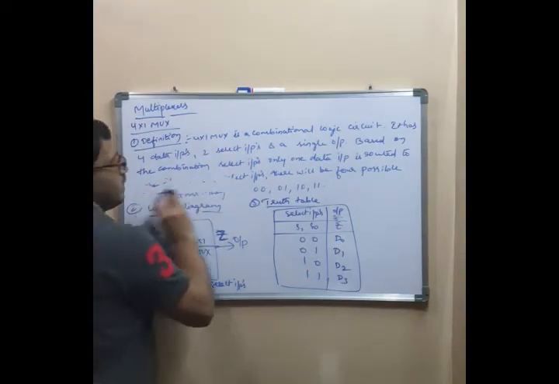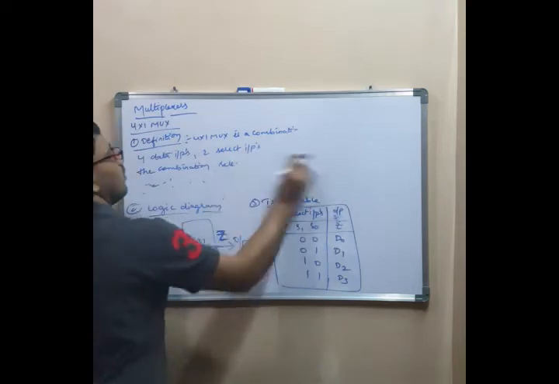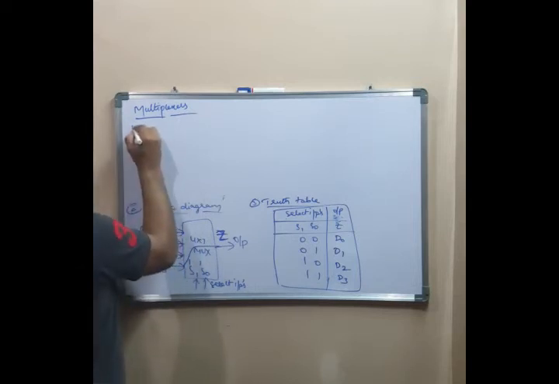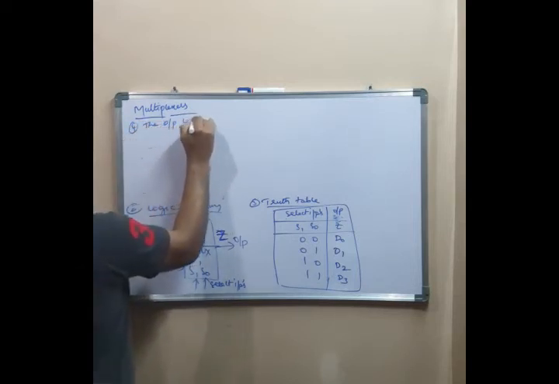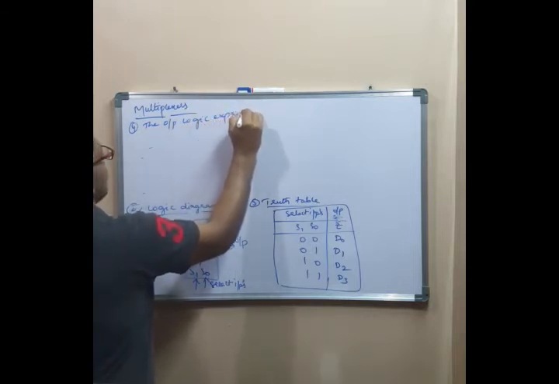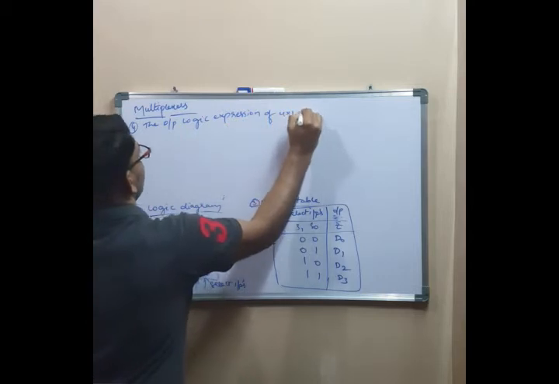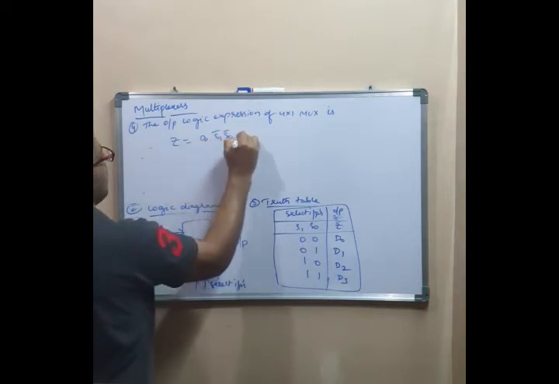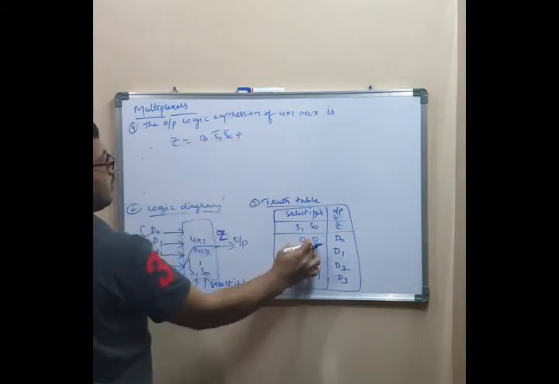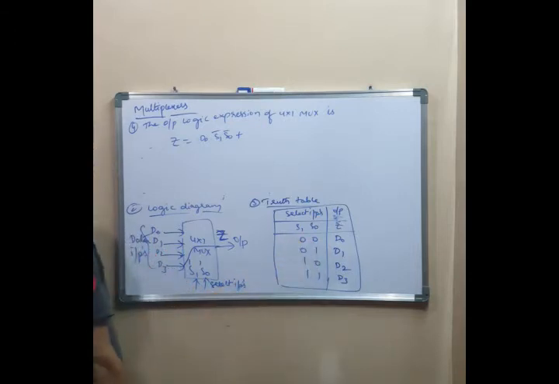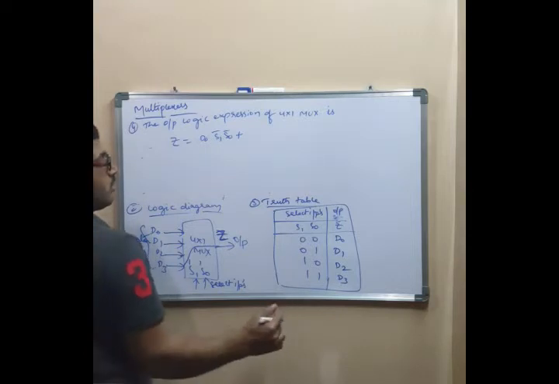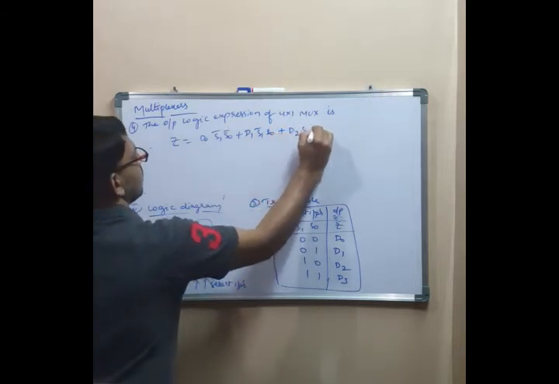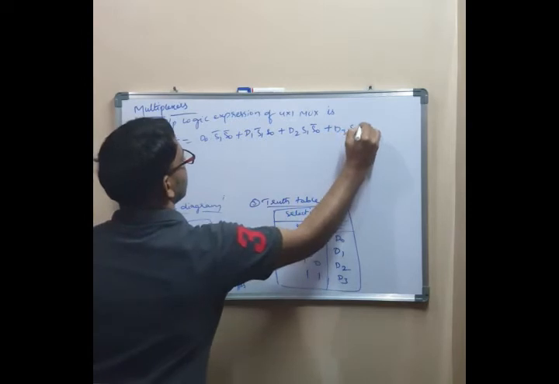Next, how will you write the expression? The output logic expression of four into one mux is Z is equal to D0 into S1 bar S0 bar plus D1 S1 bar S0 plus D2 S1 S0 bar plus D3 S1 S0. In SOP, zeros are represented with complemented variables, ones are represented with uncomplemented variables.